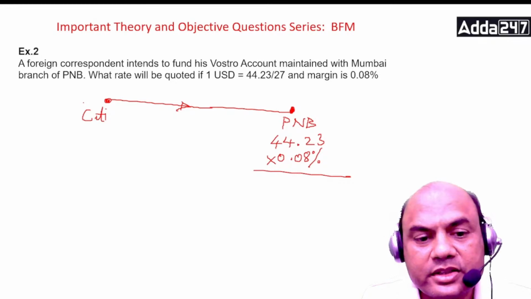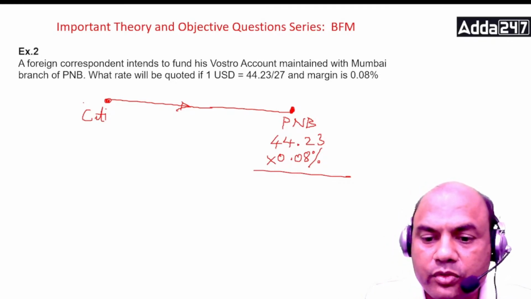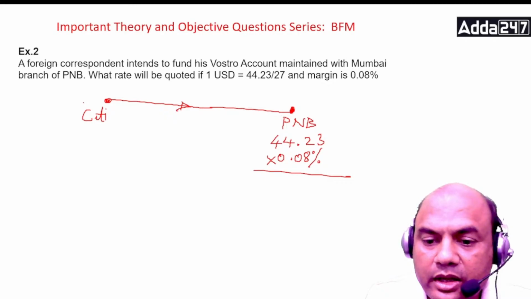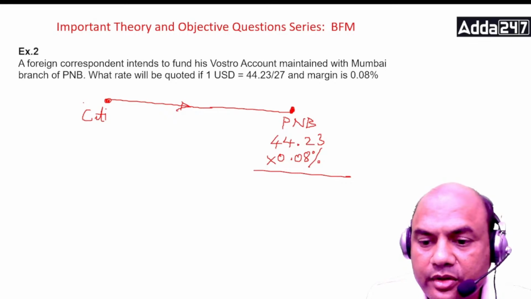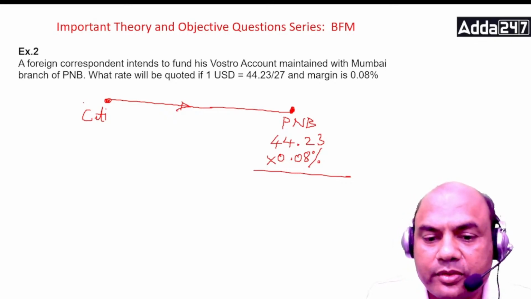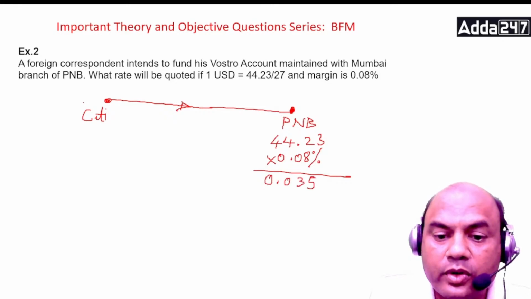44.23 into 0.08 divided by 100. Percent, it is 100. So it is very less, 0.035. So what do I do with this now?